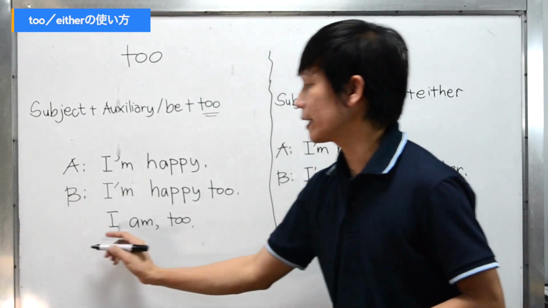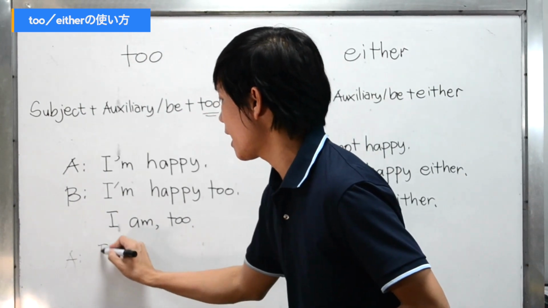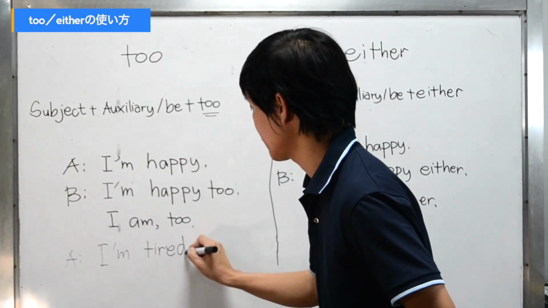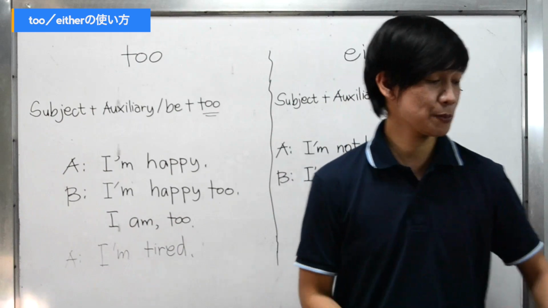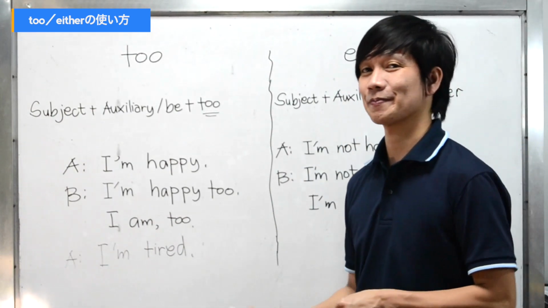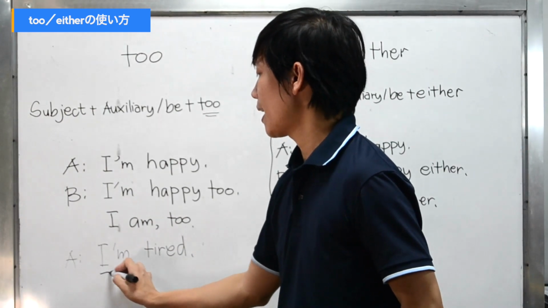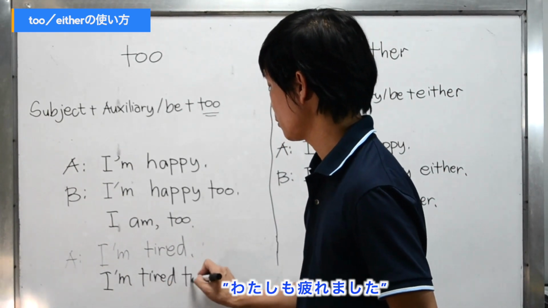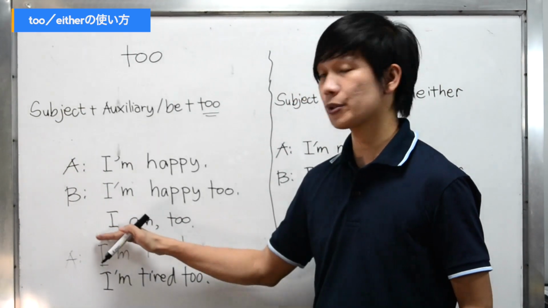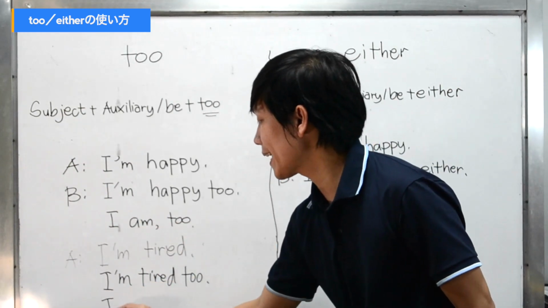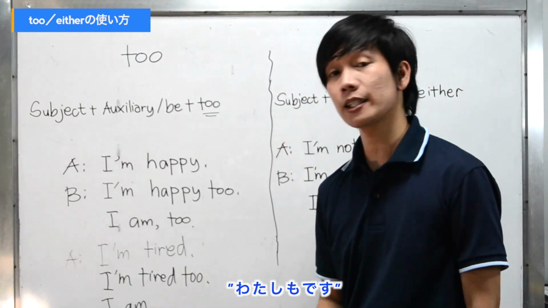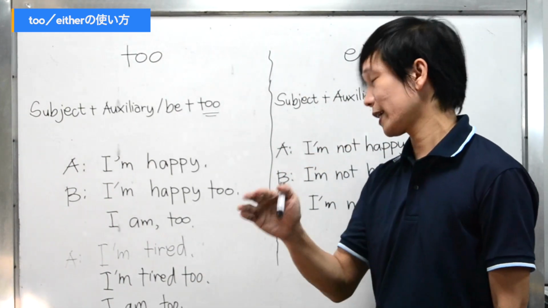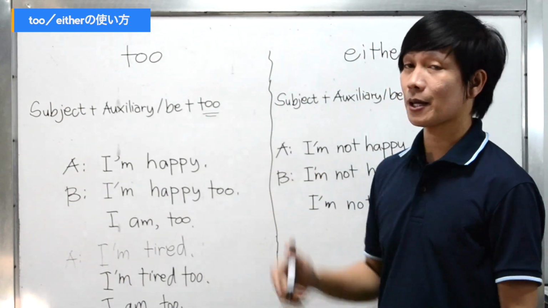Another example, if the speaker says, I'm tired, how would you respond? So you can say, I'm tired too, or you can use this short form, I am. Don't forget the comma and then too. So again, we use too with positive statements.